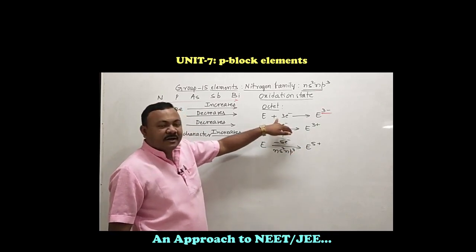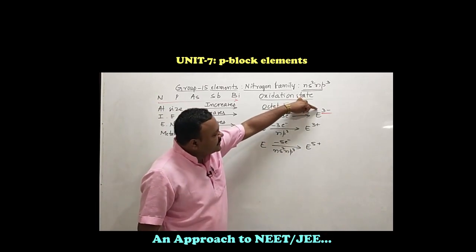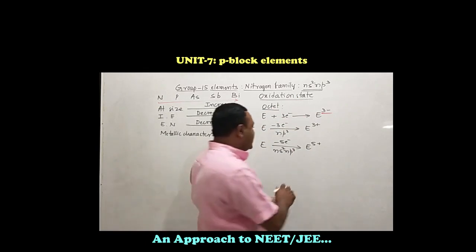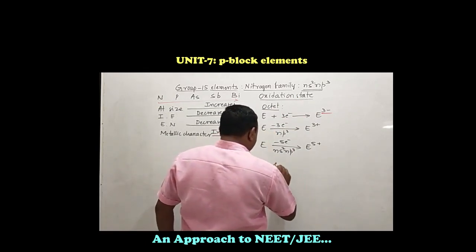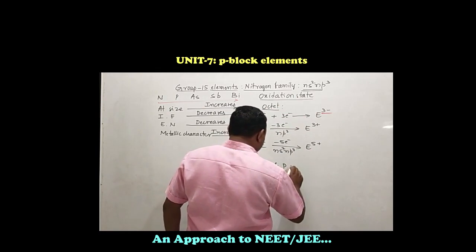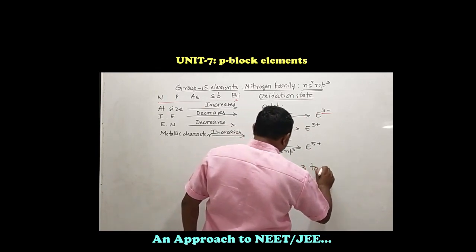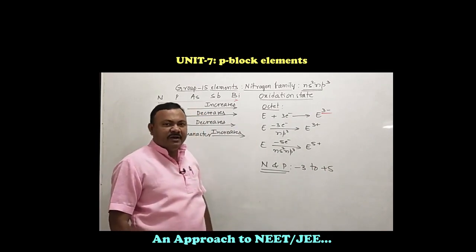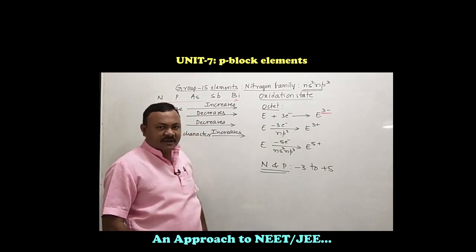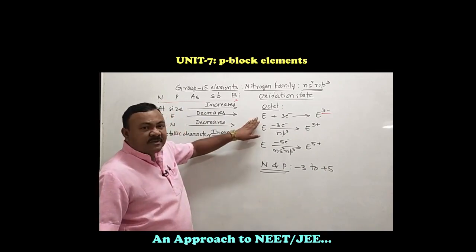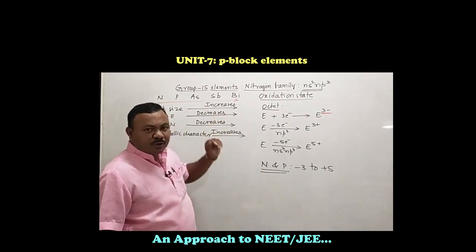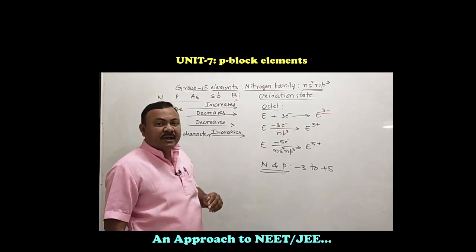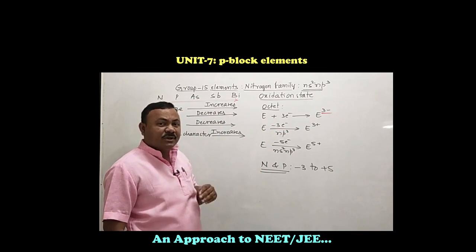Nitrogen and phosphorus readily show all the oxidation states from 3- to 5+. Due to high electronegativity, these two elements show all the oxidation states from -3 to +5, due to high electronegativity and small size. But the other members of the group may show -3, 3+, 5+ oxidation states, based on their electronegativity and some other factors, based on the compound also.